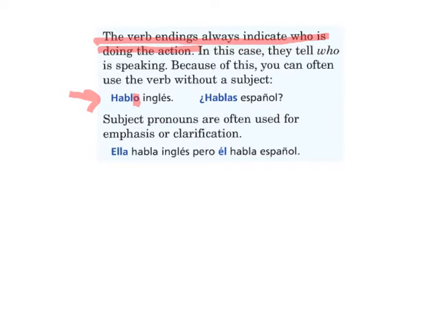So we don't need to say I speak English, because here it says hablo inglés, and that O can only be speaking about I. So we know it means I speak English. Okay, it's the same thing over here. If we ask hablas español, this can only go with the tú. So we know that we're asking, do you speak Spanish?